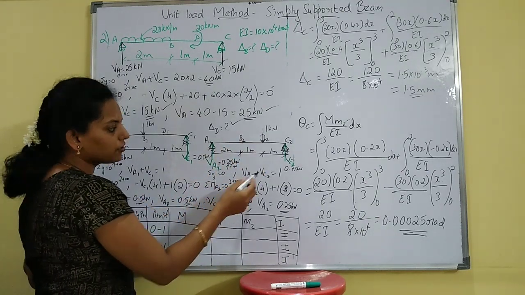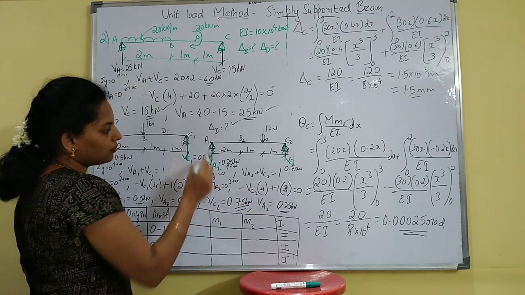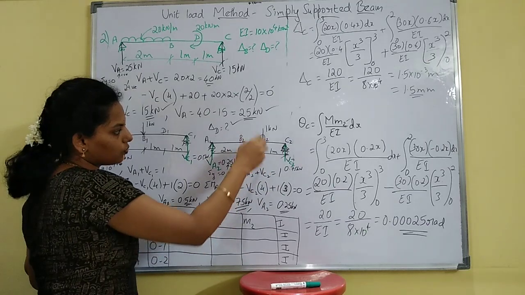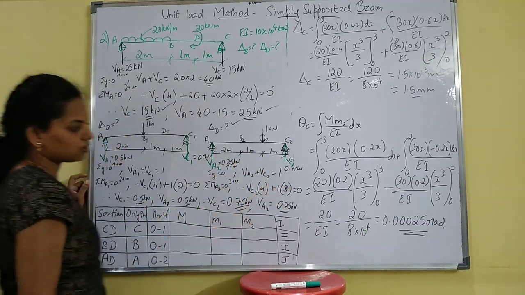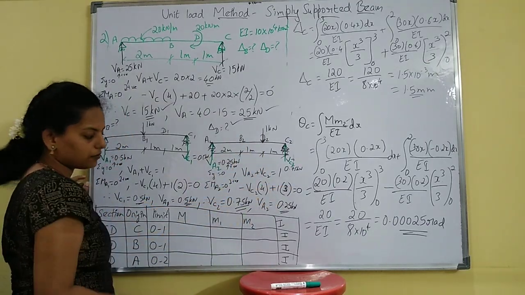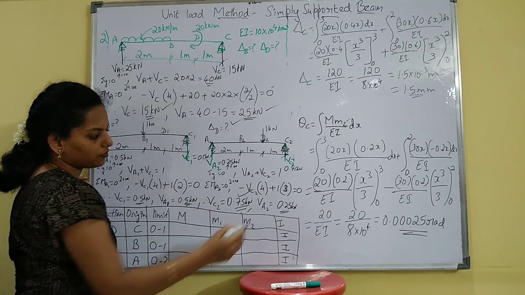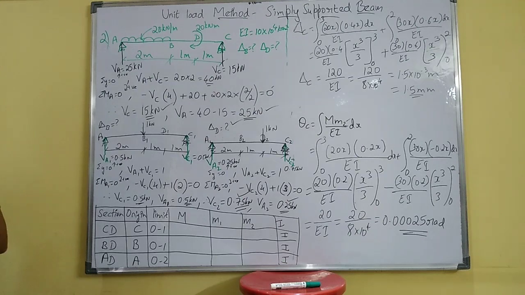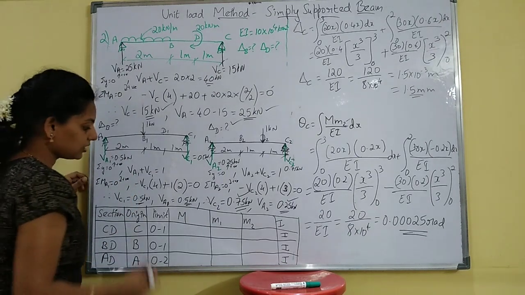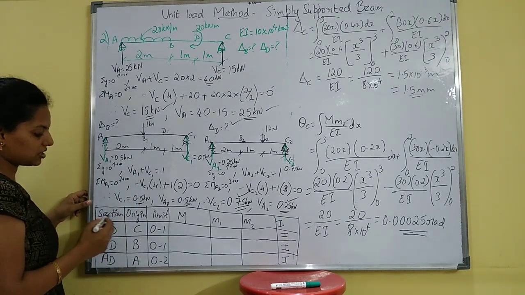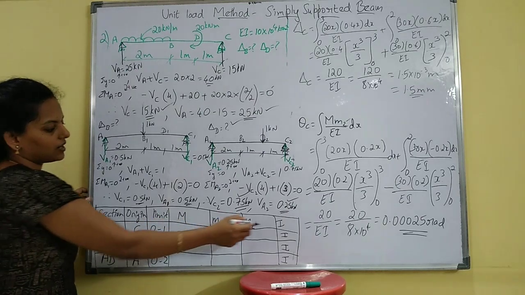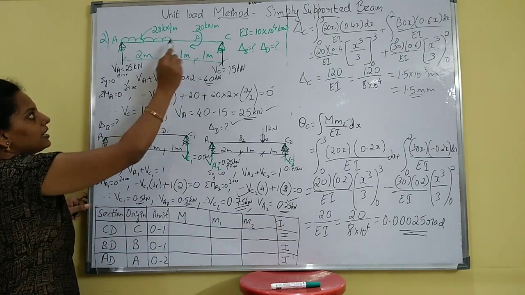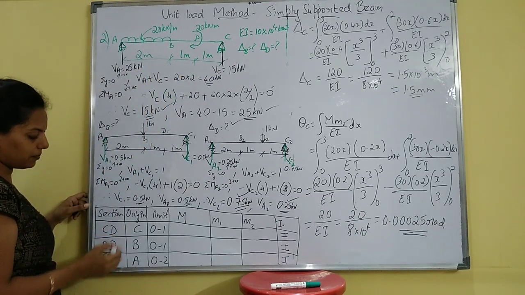Then find out the reaction. Similarly, VA2 plus VC2 equal to 1. Moment at this point equal to 0: minus VC2 into 4 plus 1 into 3 equal to 0. So you will get VC2 as 3 by 4, that is 0.75, and VA2 is 1 minus 0.75, which is 0.25 kilonewton. Once finding the reaction, now do the tabulation: section, origin, limit, M, M1, M2 and I. Here the sections CD, BD and AB are the 3 members.